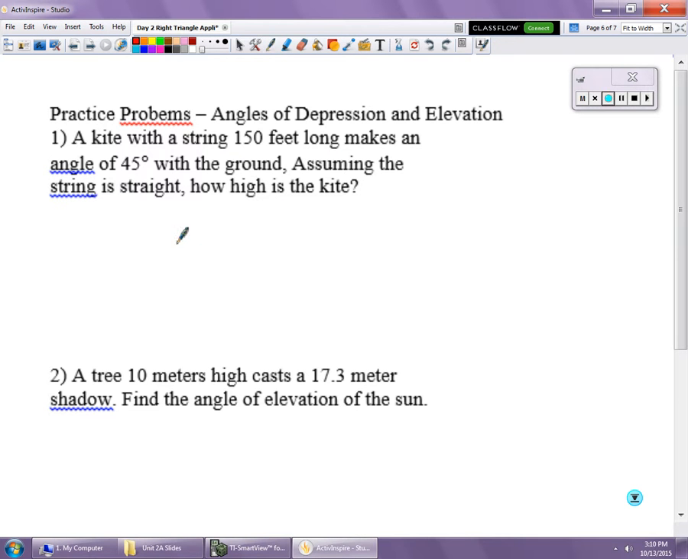We have a kite with a string 150 feet long. So if you've ever flown a kite, it's kind of out at an angle. That's the kite, and there's the string. This is 150 feet long and makes an angle of 45 degrees with the ground. Here's your 45 degrees. Assuming that the string is straight, how high is the kite?